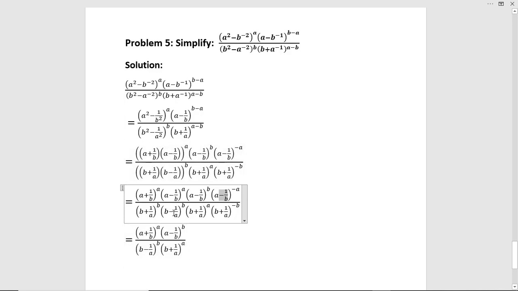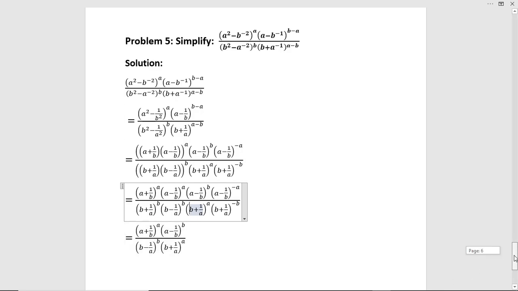Also b plus 1 by a whole to the power b and b plus 1 by a whole to the power minus b, they are cancelled. So the remaining terms are b minus 1 by a whole to the power b and b plus 1 by a whole to the power a.